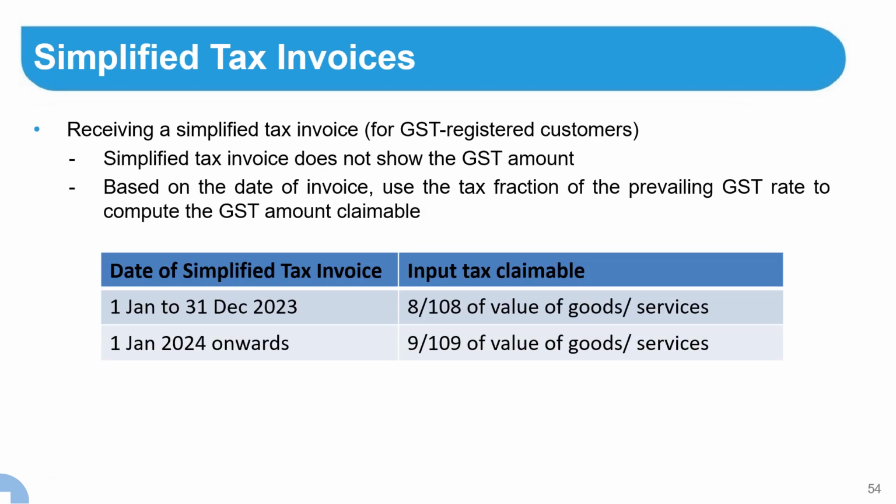Now, if you're receiving a simplified tax invoice as a customer, you need to know the GST amount incurred if you want to claim the input tax. If the GST amount is not shown on the simplified tax invoice, apply the tax fraction based on the prevailing GST rate to compute the GST amount claimable. For example, if the simplified invoice is issued in 2023, you should use the tax fraction of 8/108 to claim the input tax incurred. Or if the simplified invoice is dated on or after 1st January 2024, you should use the tax fraction of 9/109 to claim the input tax.